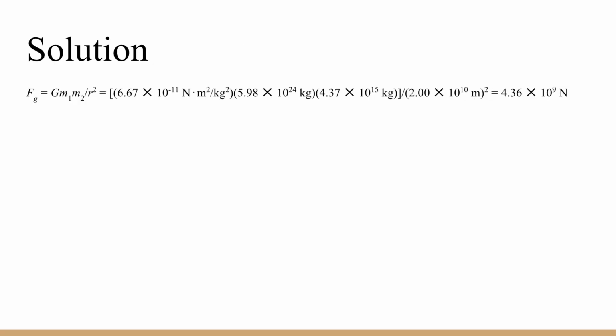All right, so you have Fg equals G m1 m2 over r squared. And if you substitute in all the numbers, 6.67 times 10 to the negative 11 times 5.98 times 10 to the 24 times 4.37 times 10 to the 15 over 2 times 10 to the 10 meters squared, that should equal 4.36 times 10 to the 9 newtons. All right? So that's 4.36 times 10 to the 9 newtons.